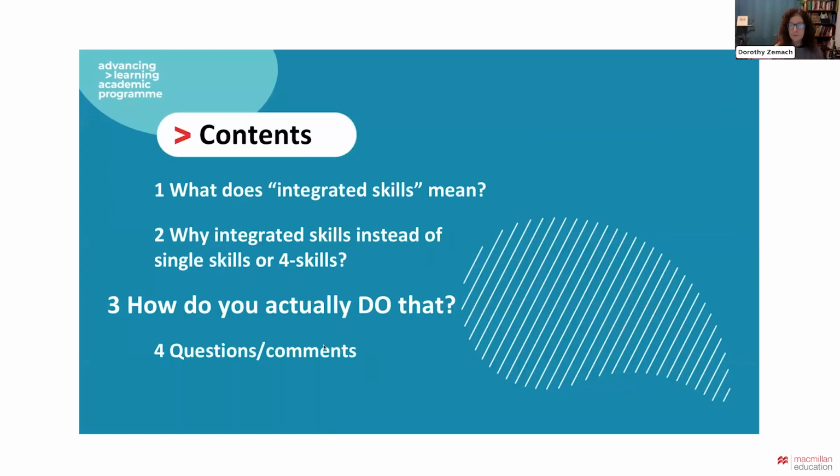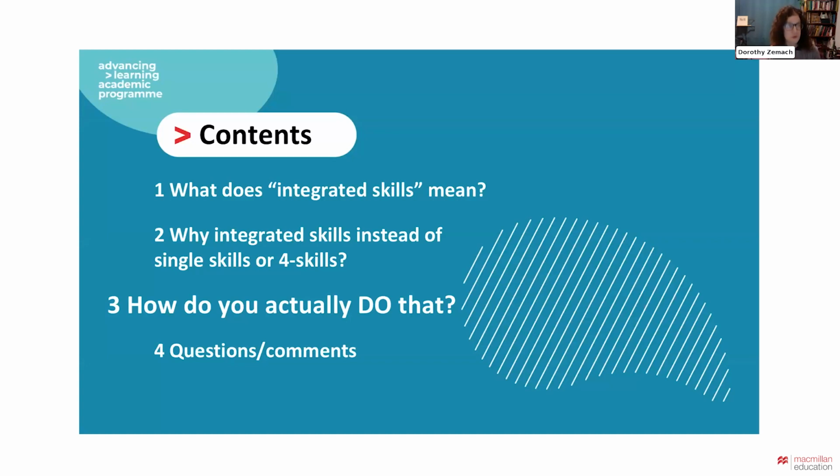Here's a very brief outline of what I'm going to be covering in today's short session. And for me, 30 minutes is actually very short. So I apologize if I speak a little quickly. I have a lot to say. But I want to spend most of my time on that number three. That's why it's larger.